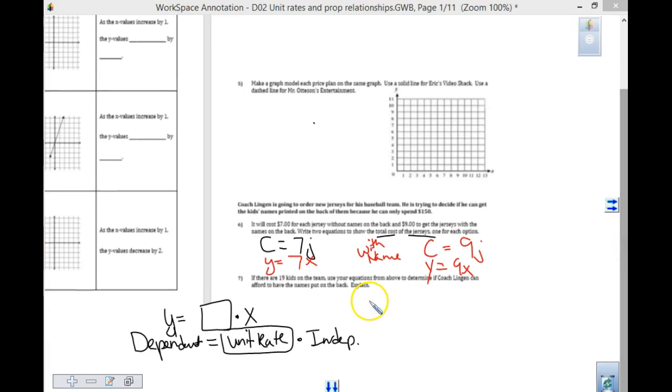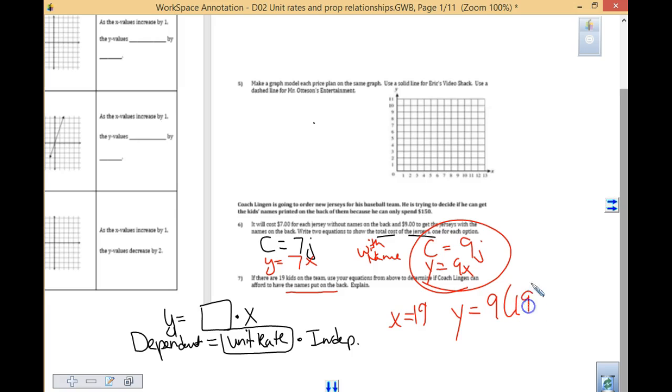19 kids on my team. Please buy one with their names on the back. That means I have to do this equation. I have to put in x equals 19 in this equation. That means I'm going to take 9 times 19.